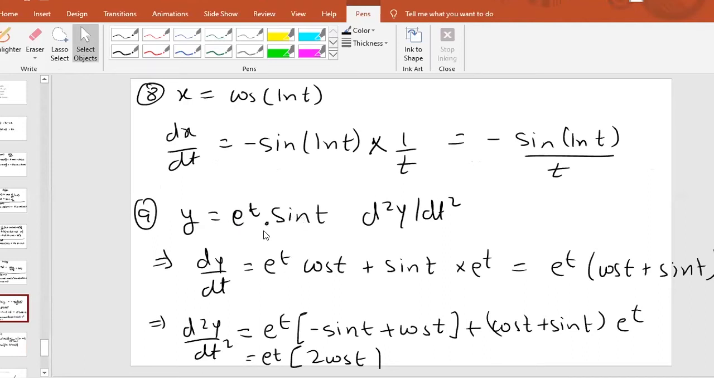So for product rule, we have to take first function as constant, differentiate second function, plus then you take second function as constant, differentiate first function. So e power t is first function, differentiation of sine t is cos t, plus take second function as constant sine t, differentiation of e power t is e power t itself. So we get e power t cos t plus sine t. Then we again differentiate this. Okay, fine.